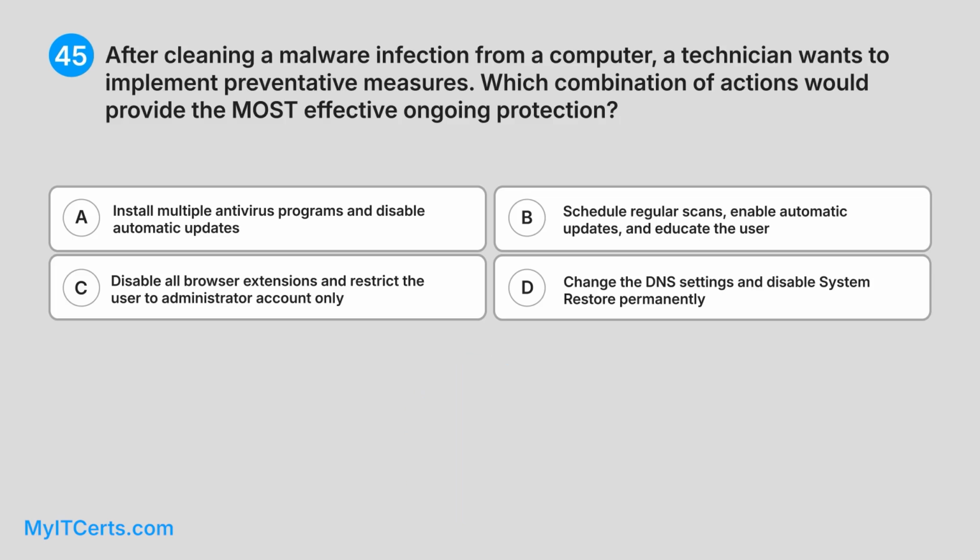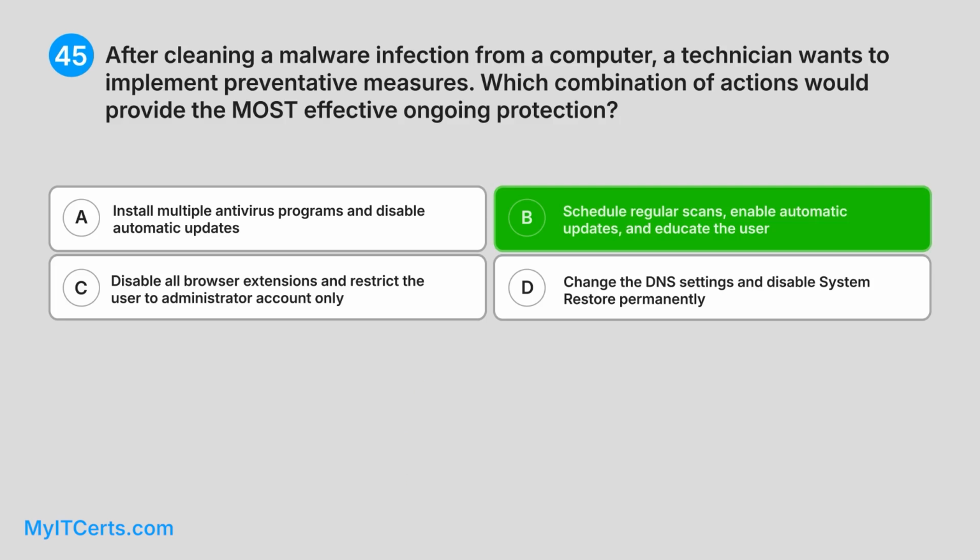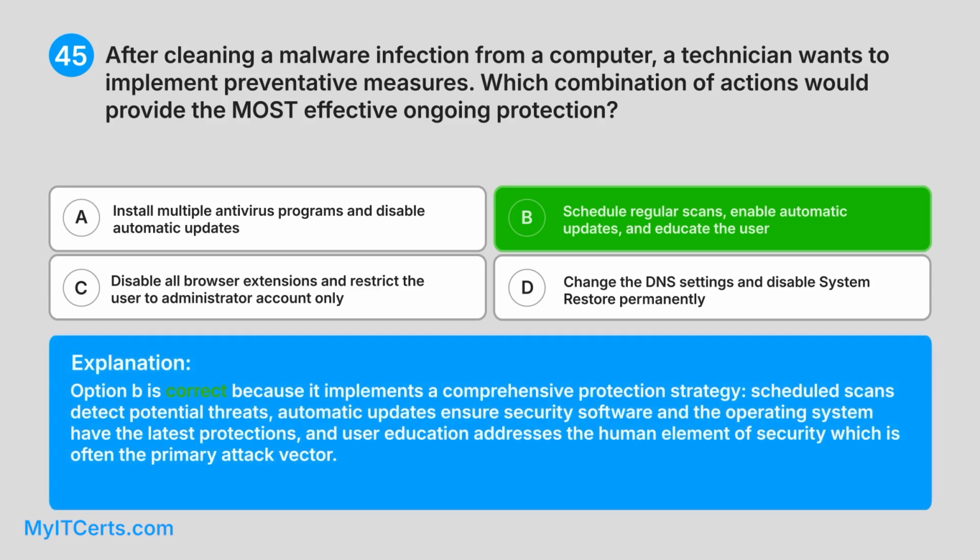Correct answer: B. Schedule regular scans, enable automatic updates, and educate the user. Explanation: Option B is correct because it implements a comprehensive protection strategy. Scheduled scans detect potential threats, automatic updates ensure security software and the operating system have the latest protections, and user education addresses the human element of security, which is often the primary attack vector.